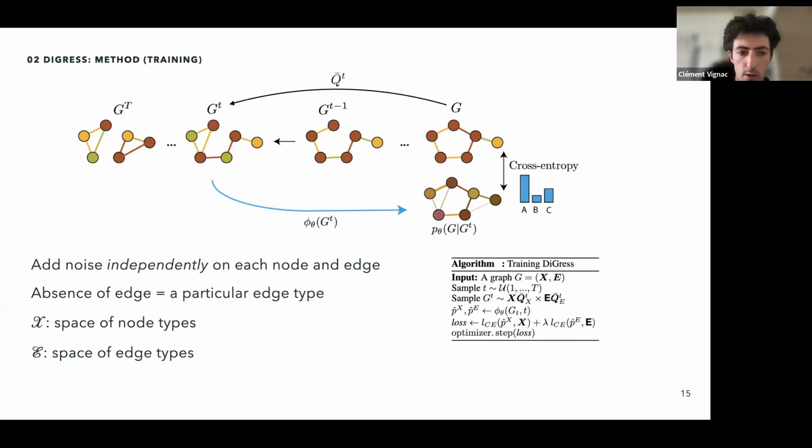No, noisy carbon does not exist. You're on a discrete space. And same as an edge with weight 0.5, it also does not exist. You can add an edge, but it has to have an edge type, so you can go from no bond to triple bond, let's say. But you remain on this discrete space.